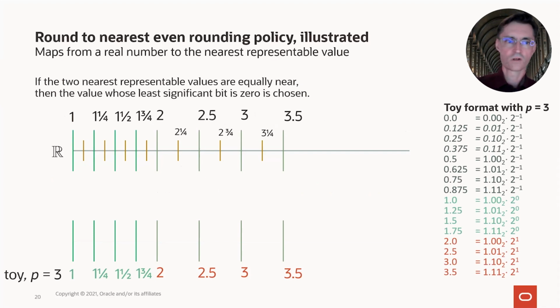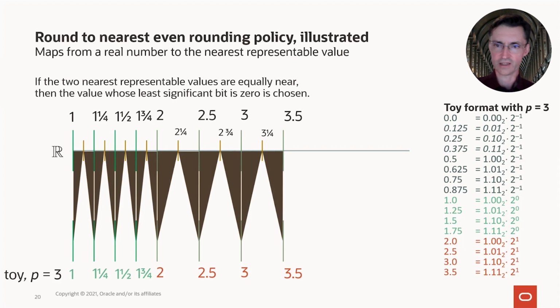So if we're between 2 1/2 and 2 3/4, the nearest floating point value is 2 1/2. So in that case, we should round down to 2 1/2. So all the values in that region get rounded to 2 1/2. Likewise, if we're a little bit less than 2 1/2, say between 2 1/4 and 2 1/2, we should round up to 2 1/2 because that's the nearest value. Now we can follow the same argument for all the other floating point values shown here, and that gives us this diagram like this, where there's these little triangles around each number.